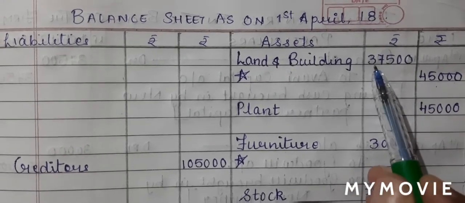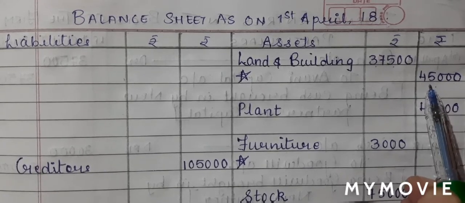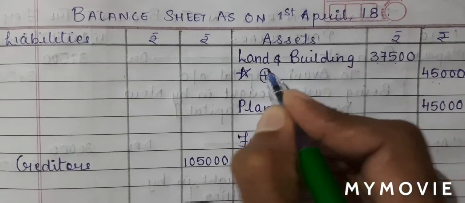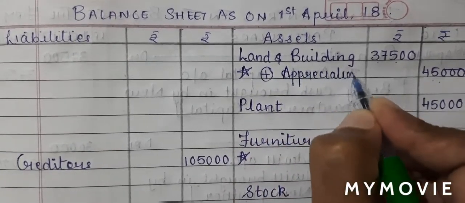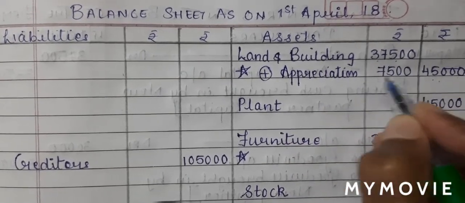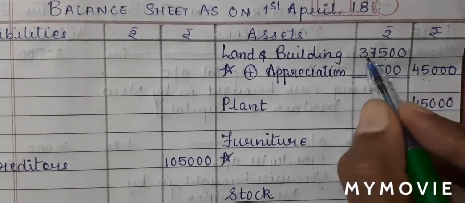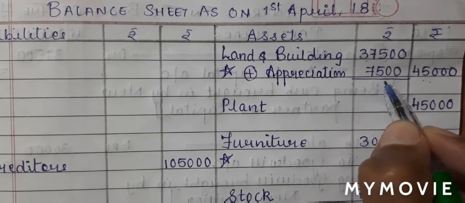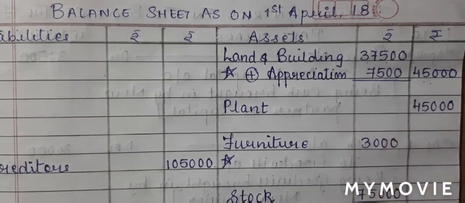Now you see the difference, students. My land and building was 37,500 and now the value is 45,000, which means there is an appreciation. So I'll write add appreciation. So I have an appreciation of rupees 7,500. Now how did I get this 7,500? 45,000 minus 37,500. I've got an appreciation of 7,500. This is my first effect for land and building.